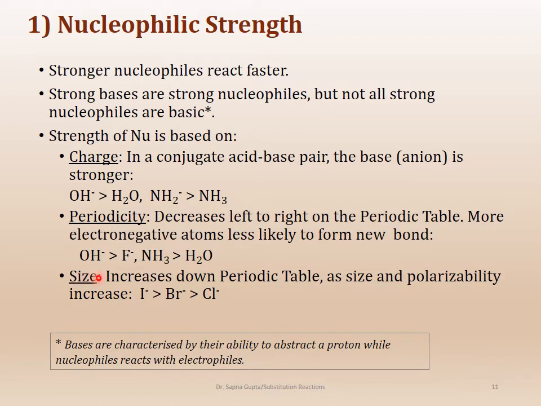And then the size. That's the last thing here. In nucleophile strength, the size increases as you go from top to bottom, and iodide is a better nucleophile than bromide or chloride. So iodide is very electron rich, it's a huge atom, very, very negative, and so therefore it becomes a really good nucleophile.